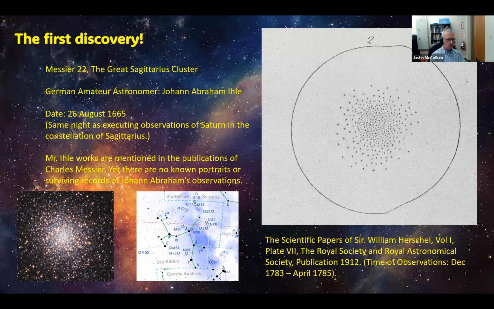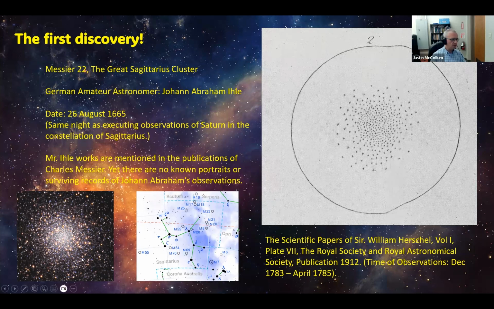This came from the publications of William Herschel, and these were the time of observations between December 1783 and April 1785, when he was at the peak of his observing period. We can see the little dots around here. It's somewhat comparable to the types of drawings people will make.